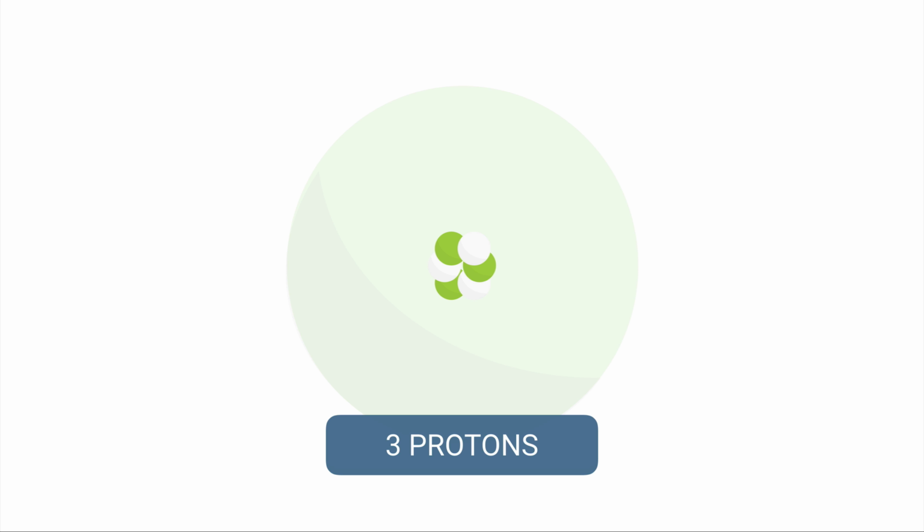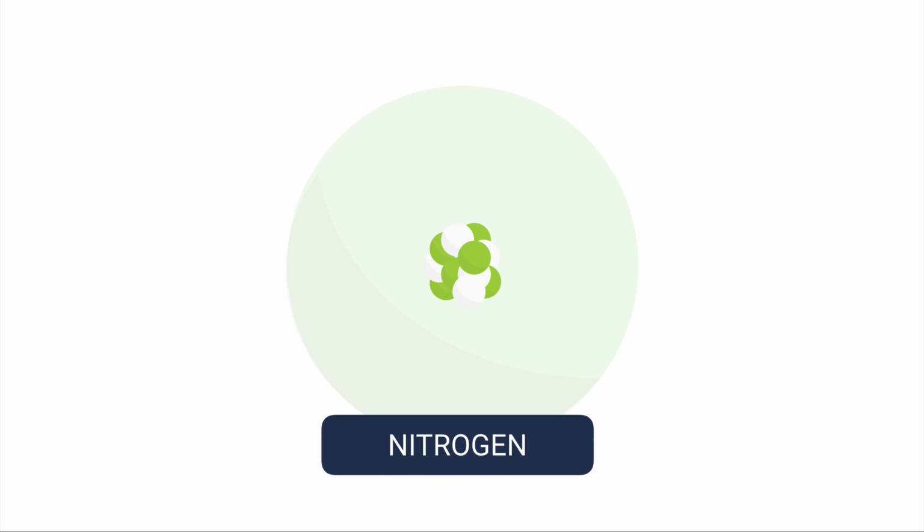This has 3 protons. I go to the periodic table. I find number 3. Number 3 is right underneath hydrogen, and this is lithium, Li. One more example, 7 protons. Again, the neutron amount increased. 7 protons is number 7, and number 7 is nitrogen.